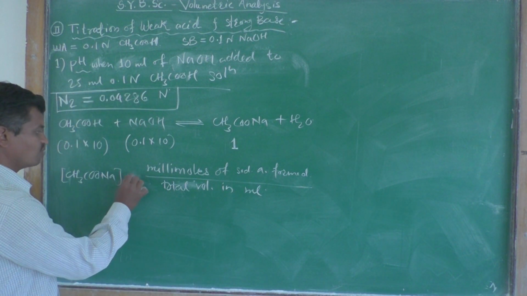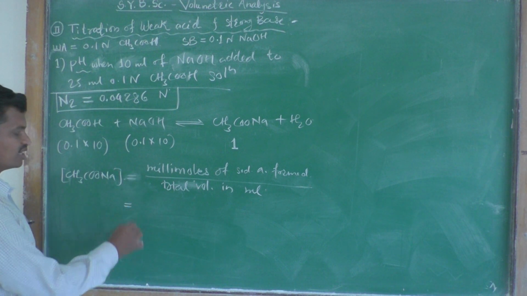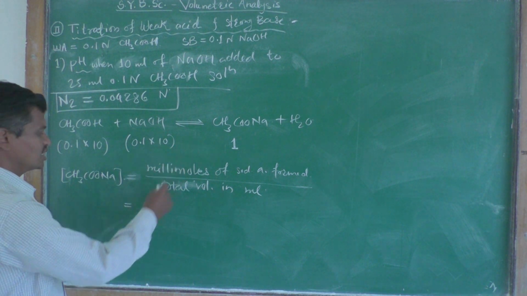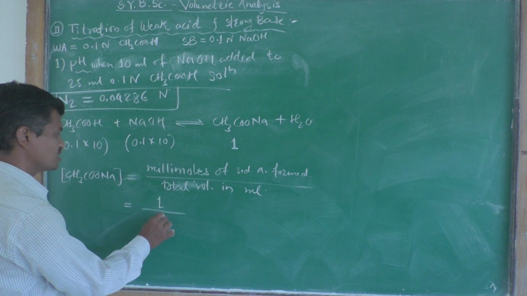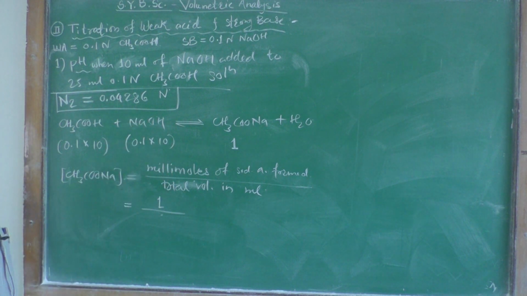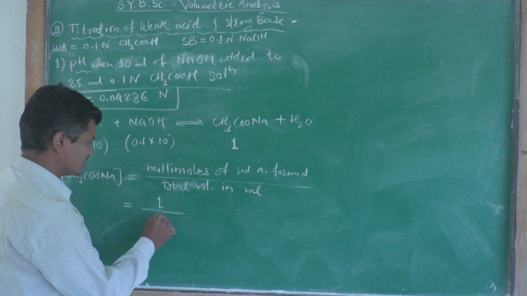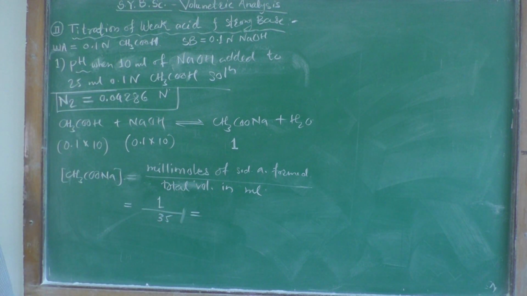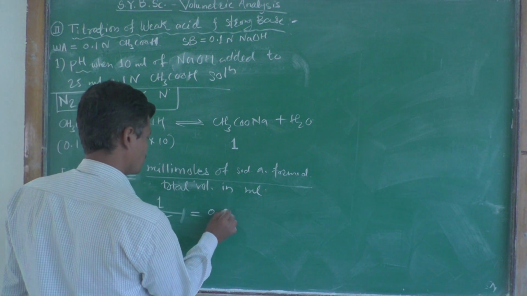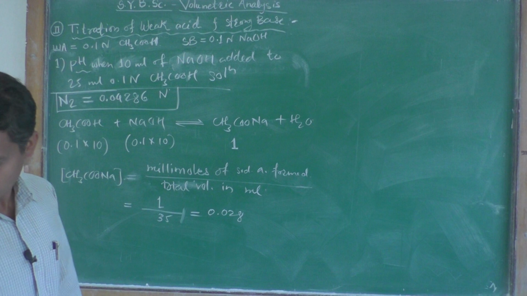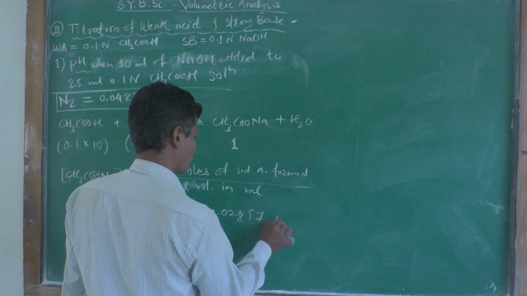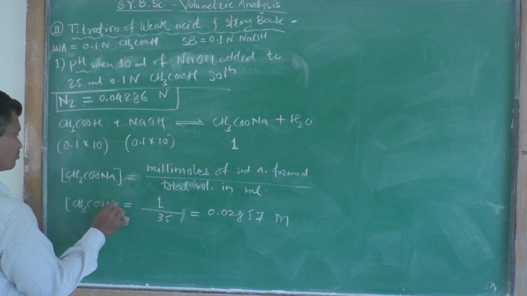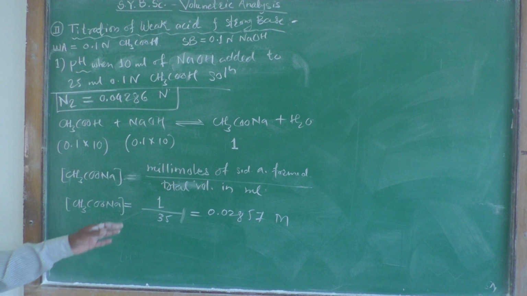So we are calculating the molarity or normality. So molarity of this sodium acetate can be calculated. It is equal to millimoles, 1 millimole is forming, and the total volume is 25 plus 10, that is 35. So 1 upon 35, you can calculate on your calculator, is 0.02857 molar. So this is the molarity of the sodium acetate, that is the salt form.